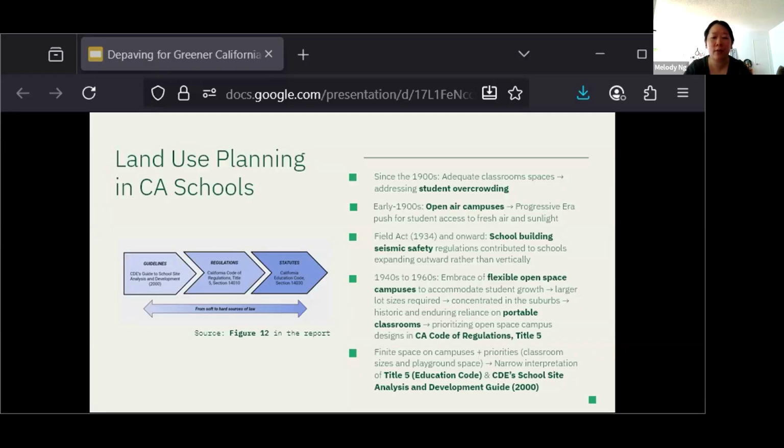In fact, California regulations and standards, specifically Title V, the Education Code, and the California Department of Education School Site Development Guide, referenced earlier, encourage schools to plan their campuses with open areas that can accommodate new structures in the future, and depaving parts of campus and installing more permanent features like trees may require schools to commit to a campus design that has limited adaptability for other future uses.